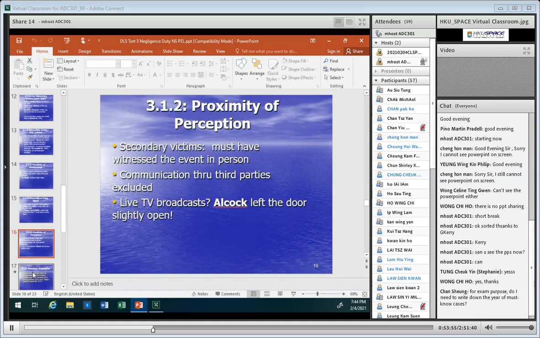Also, proximity of perception. Secondary victims also have to show that they have witnessed the event in person. Communication through third parties is excluded, and you can cite Alcock itself for this particular proximity of perception requirement. And in Alcock, the court left the door open slightly with regard to live simulcasts.